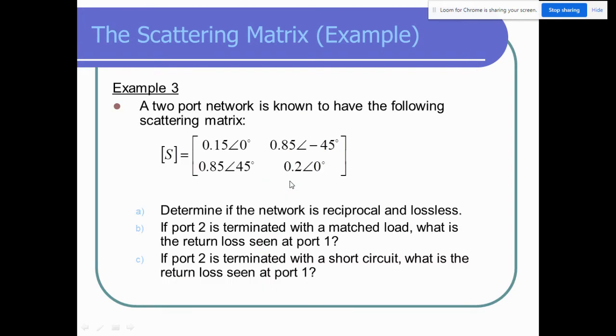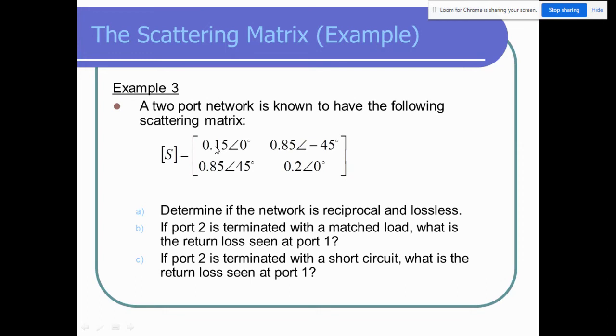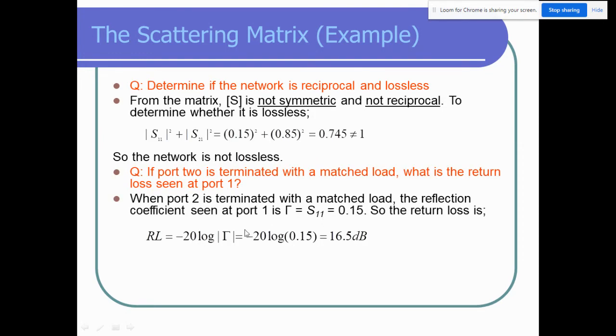Now we go to the second part, B. If the port 2 is terminated with a matched load, what is the return loss seen at port 1? If it's a matched load, then as in the previous example, S11 is actually the reflection coefficient. So the reflection coefficient gamma is equal to 0.15. It's here. So we find that the return loss RL is equal to minus 20 log of the reflection coefficient, and then we get 16.5 decibels.